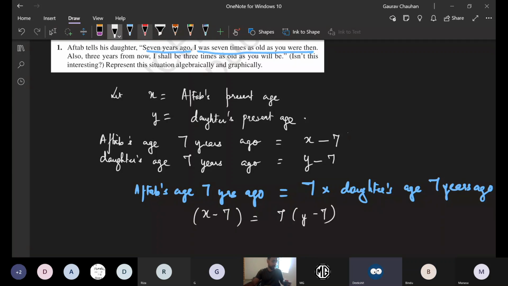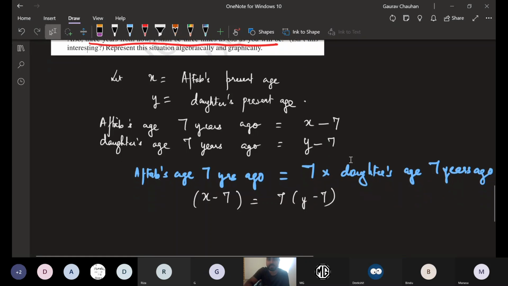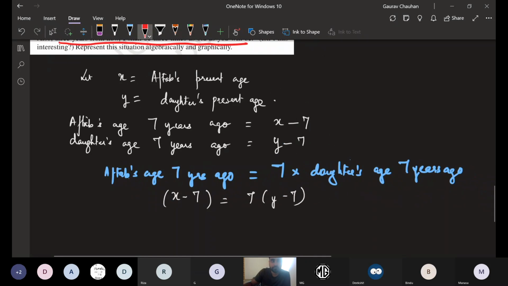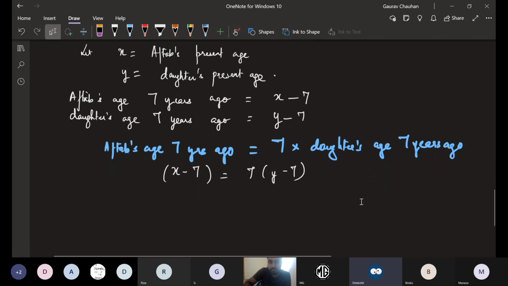Take us ahead. Now see here, guys. This blue one was one piece of information. And now which is the second piece of information you have? Dikshit? Sir, the age 3 years after. 3 years from now, I shall be 3 times as old as you will be. For this, we will have to write some things before. So tell me, Dikshit. Sir, won't we solve those equations so that we can get equation 1 from that? Equation 1 is this. Okay, you want to write it in standard form? Okay, go ahead.